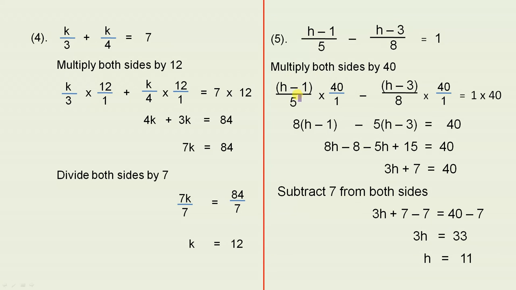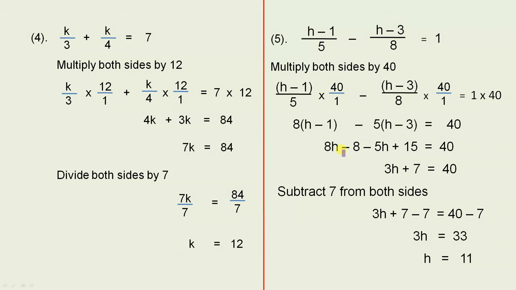So h minus 1 over 5 times 40 over 1, h minus 3 over 8 by 40 over 1, and there's 1 times 40. 5 into 40 goes 8, so that gives us 8 outside of h minus 1. Notice the brackets. Now, 8 into 40 goes 5, but there's a minus sign, so that's minus 5 outside of h minus 3, and that gives us 40. We expand all that to give us 8h minus 8 minus 5h plus 15, because minus times minus is plus.